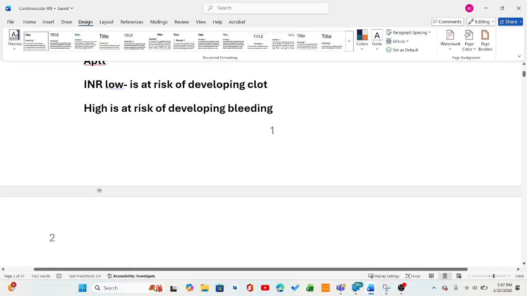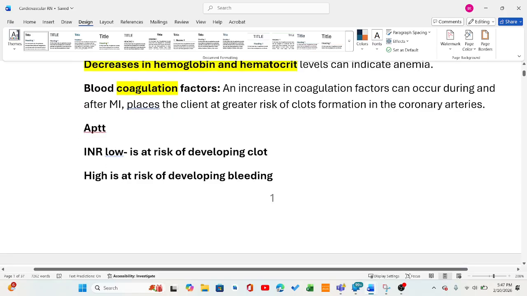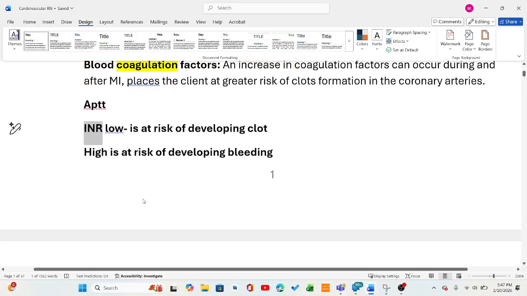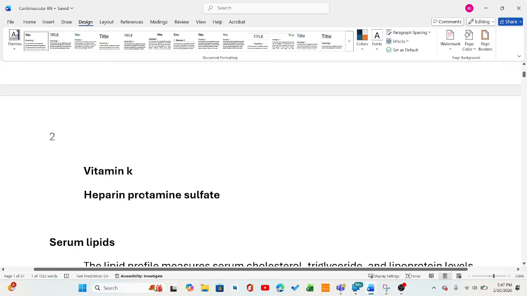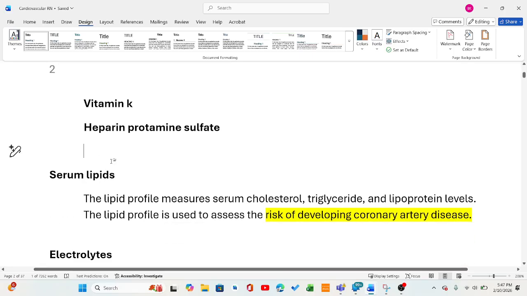So that will take us to the end of these coagulation factors as far as anticoagulants are concerned. Take note of heparin and that of warfarin. Please do not confuse the two.